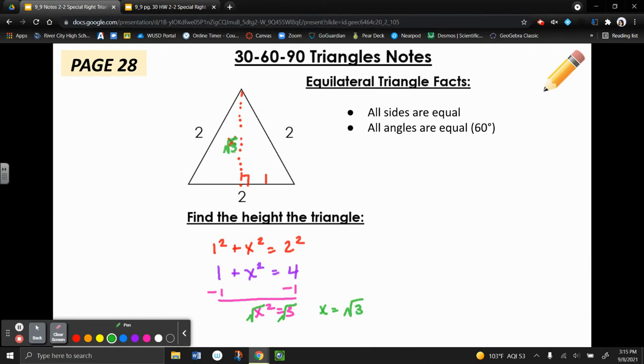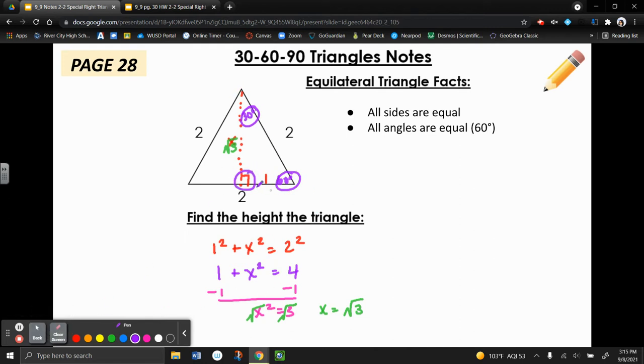So when we split this triangle in half, we actually created two 30-60-90 triangles. The reason this is a 30-60-90 triangle is because we know that every angle is 60 degrees, and this angle was split in half, so there's a 30 degrees. Here's the 30, here's the 60, and here's the 90. This is a 30-60-90 degree triangle.